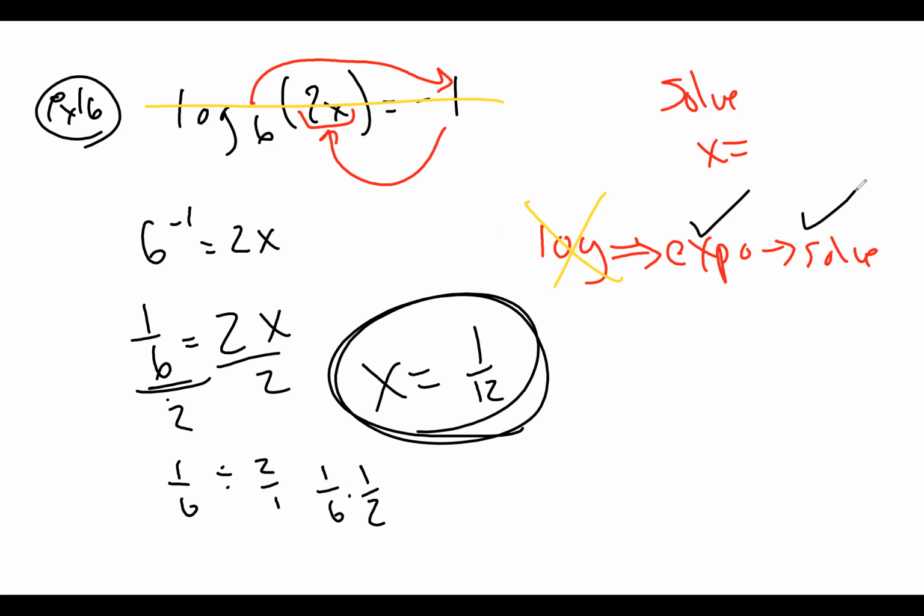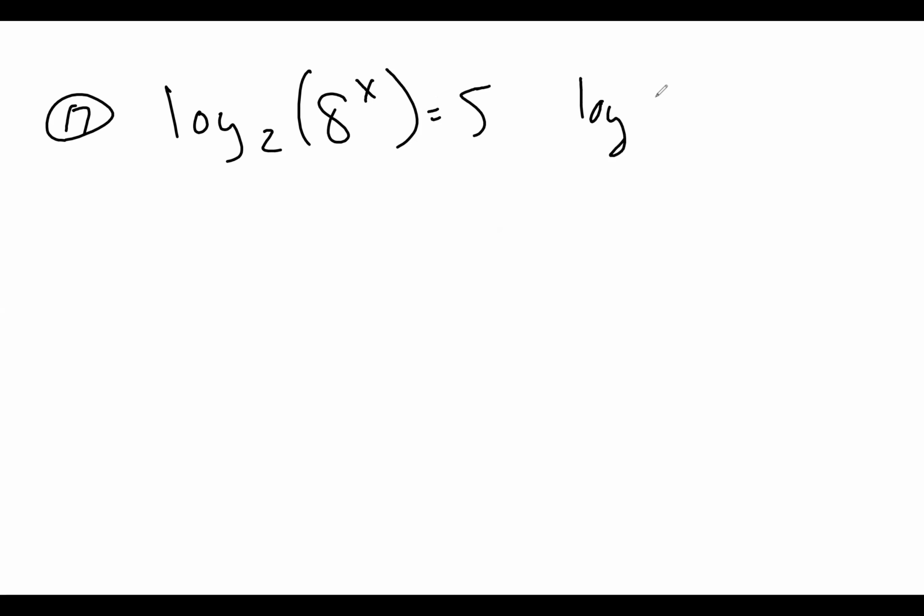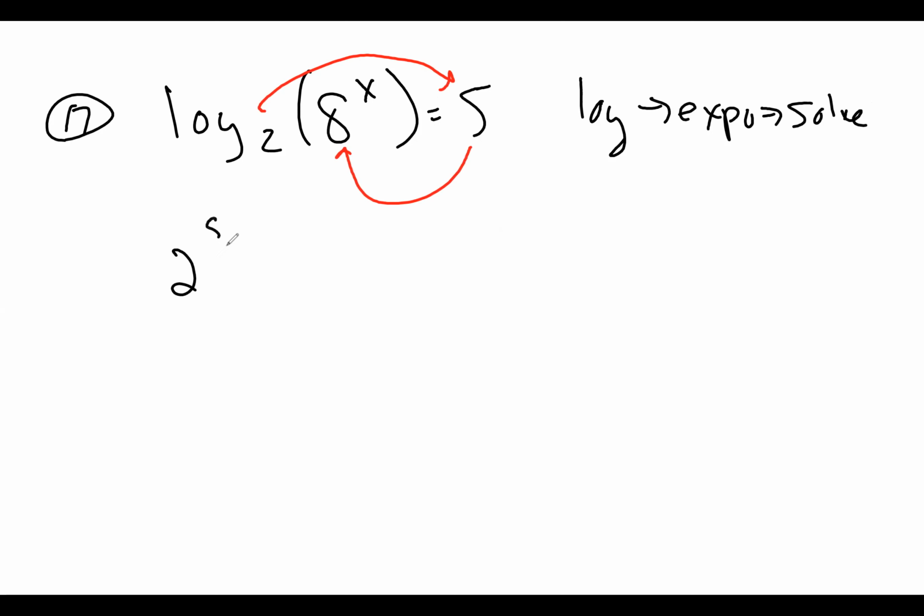So let's see, number 17. Let's do log base 2 of 8 to the x equals 5. Again, we started out as a log. We want expo, and then we'll solve it. Okay, so let's draw our arrows. We start at 2, we head on over to 5, and then we come back and hit 8 to the x. We say, okay, let's rewrite it. So we're going to have 2 to the 5th equals 8 to the x. Okay, now we're thinking back to Monday again, okay?